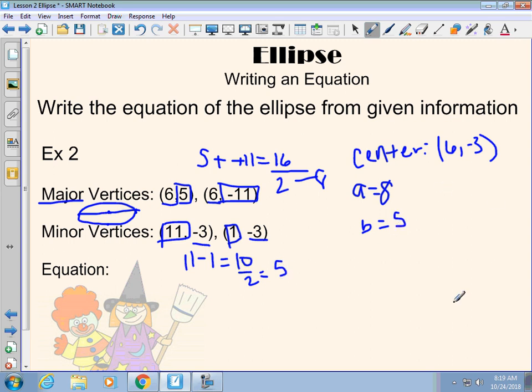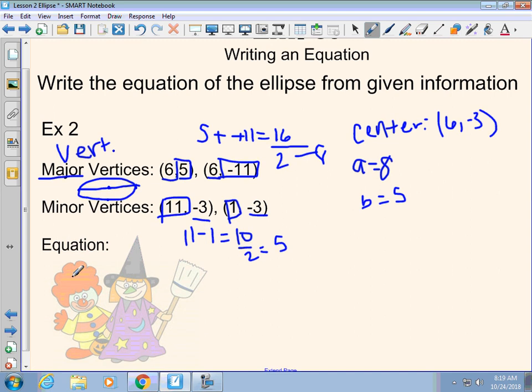Next, I determine whether or not it's horizontal or it's vertical. So looking at the numbers that I have boxed in on the major axis, it is my Y values, which means my Y was what was changing. So this makes it a vertical ellipse. Okay, so my A value is now going underneath my Y values.